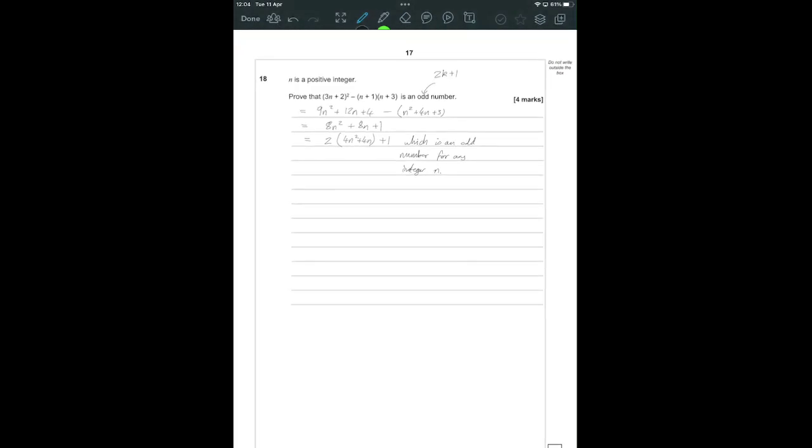A huge amount of working space for what turned out to be incredibly clean, but because it was a proof question, you have to have that conclusion. You have to show your steps carefully.